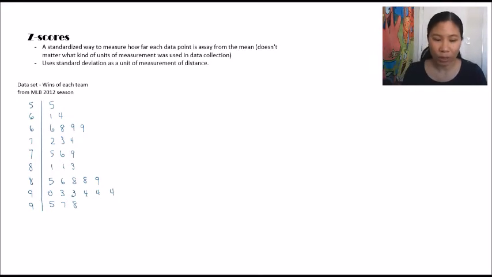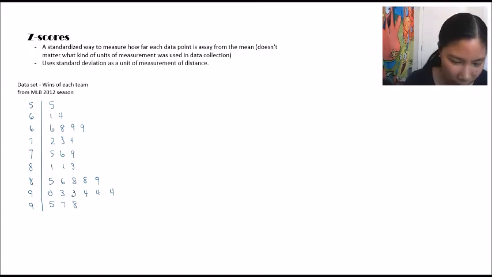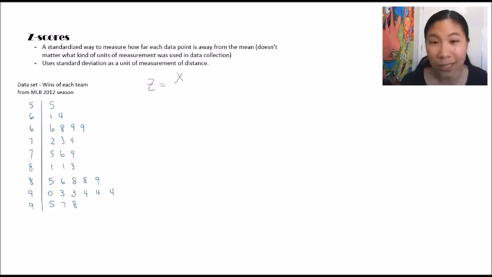So we're going to use the standard deviation itself as a unit of measurement of distance away from the mean. And so the z-score formula, so that we can convert all of our data points into this standardized way of measuring, is z equals, I'm going to use x to stand for our data point, minus the mean, divided by the standard deviation. So let's label some things.